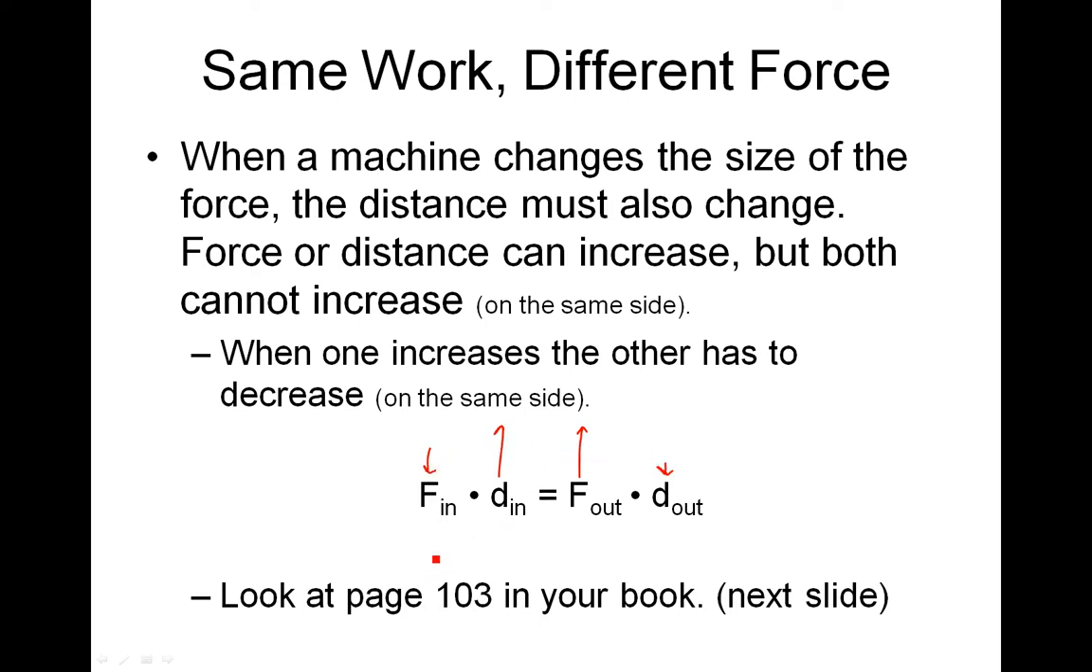Alright? It could be big force in over a little distance, which will also equal little force out over big distance out. Okay. You can do it that way too. You just can't have big and big on the same side or little and little on the other side. It's just impossible. Okay. When one thing increases, the other has to decrease.